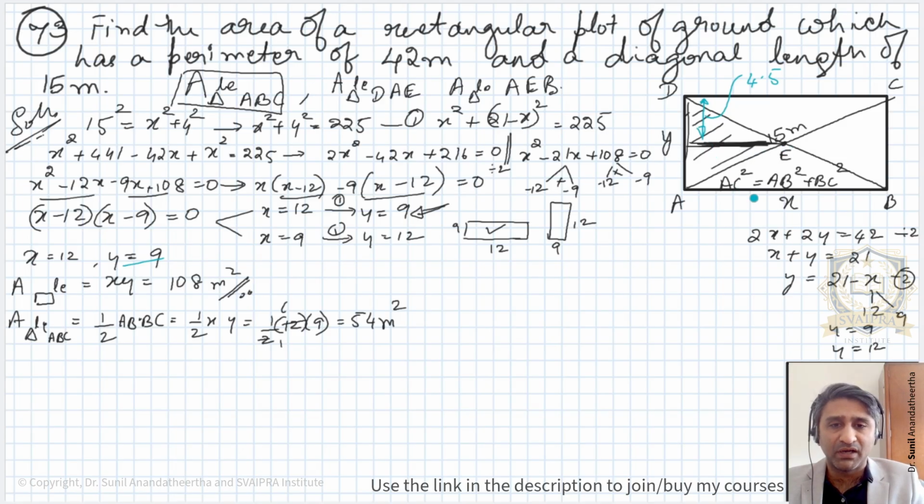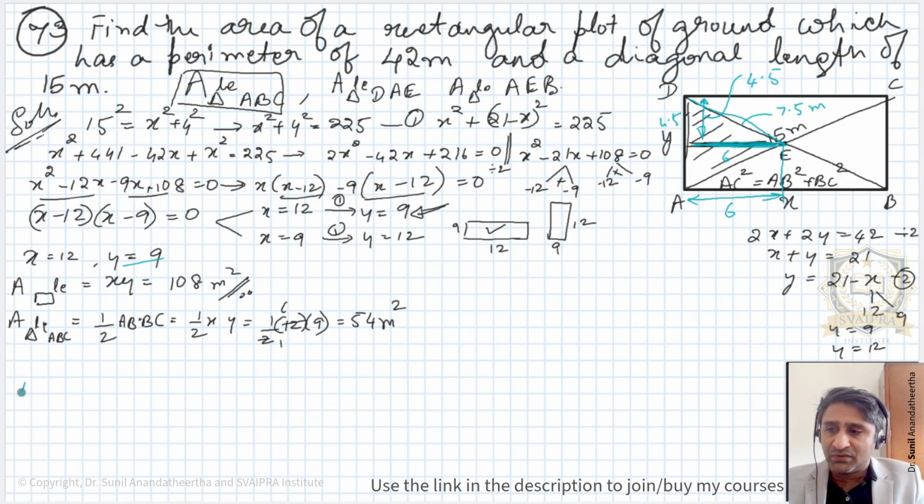We don't even need to use the Pythagoras theorem here. All we have to do is find this length, which is exactly at the midpoint. This length here is going to be x by 2. x is 12, so that's going to be 6. So you have 4.5 over there and 6 over here. Then the diagonal length is again half of the entire diagonal length, which is 7.5 meters.